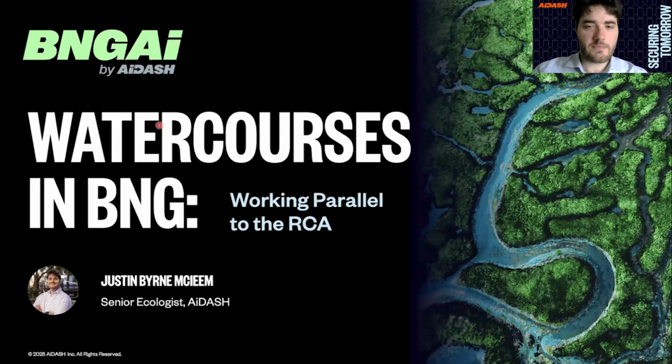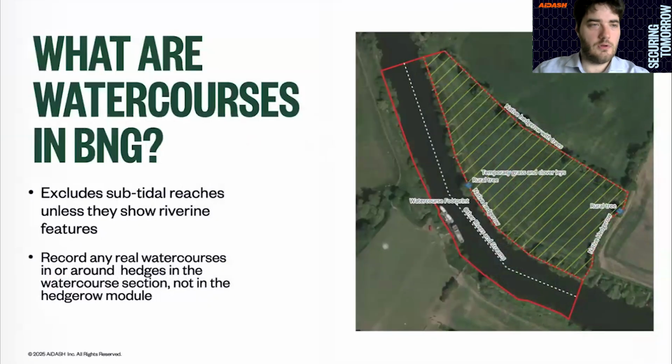Okay, so what are watercourses in BNG? Hopefully all of this is stuff that we already know. Generally, watercourses in BNG are linear features, which means that the extent of the watercourse that contributes towards units is this center line measurement through the river.